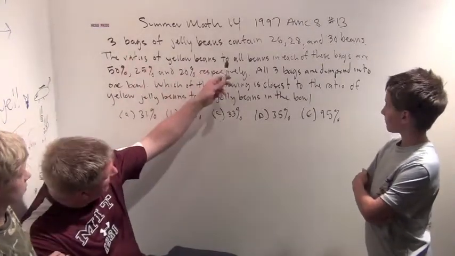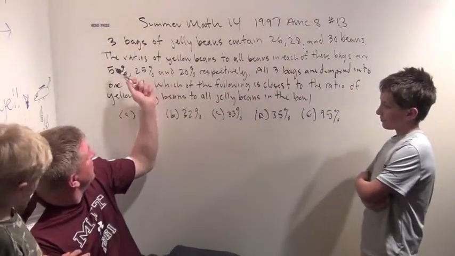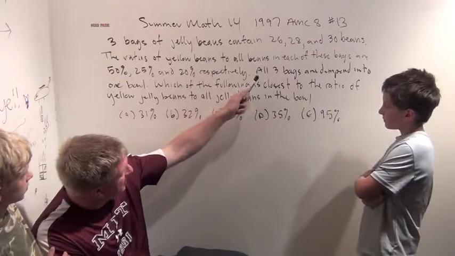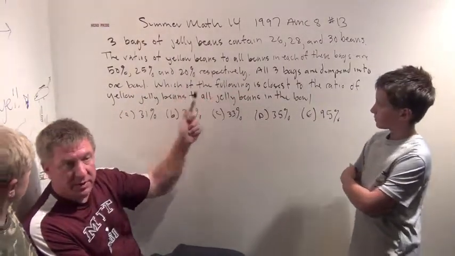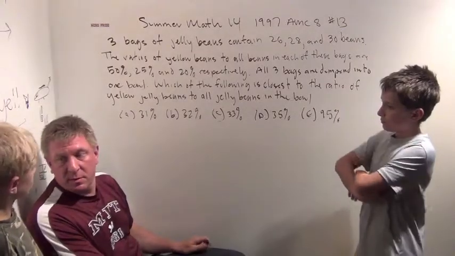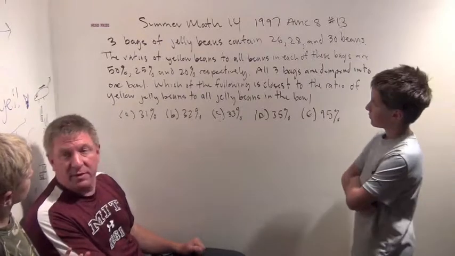It says 3 bags of jelly beans contain 26, 28, and 30 beans. The ratios of yellow beans to all beans in each of the bags are 50%, 25%, and 20% respectively. Do you understand what that means? Not really. Okay, well, how many jelly beans does the first bag have?